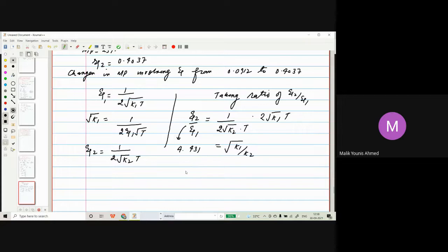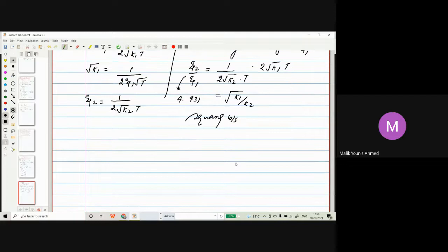Now, under root you can take squaring on both sides. Once you square it on both sides, you will get 19.637. That will be k1 by k2. And in this case, k2 will be k1 by 19.637. So k2 will be k1 multiplied by a factor of 0.0509.